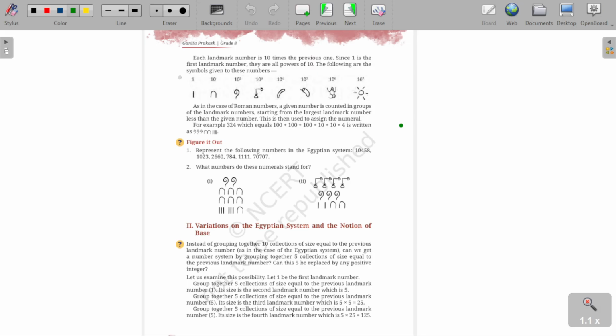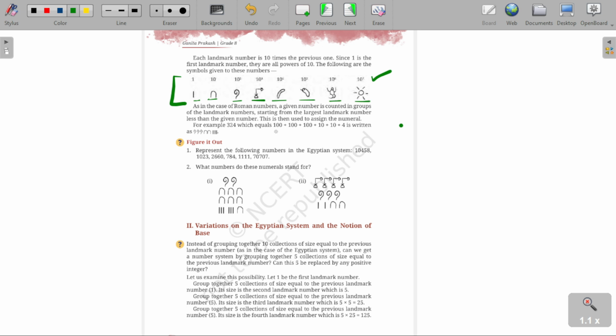So what were their symbols? These were their symbols. You need to note these, because many of the figure it outs are based on these symbols and the powers. Fine. So please have a look at how it looks: 1, 10, 10 square, 10 cube, 10 to the 4, 10 to the 5, and so on.